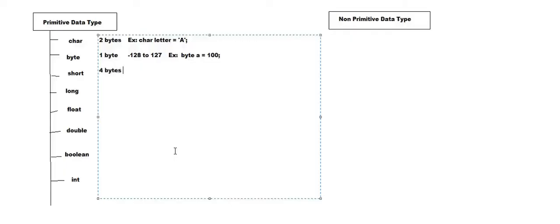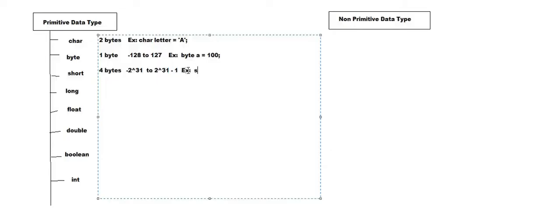Short contains 4 bytes, and the range will be from -2 to the power of 31 to plus 2 to the power of 31 minus 1. As here it was minus 1 from the starting, so here also it is minus 1. You have to keep this in your mind very clear. This is the range of the short.